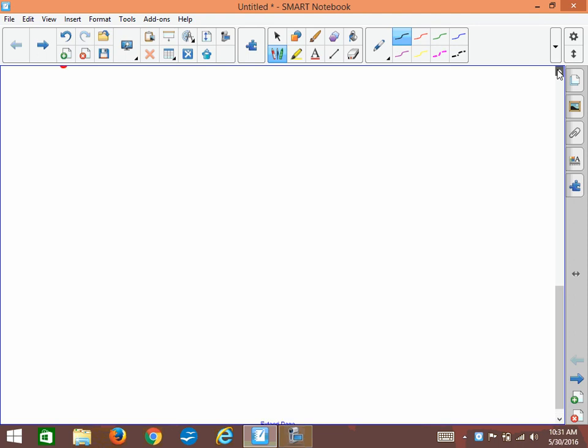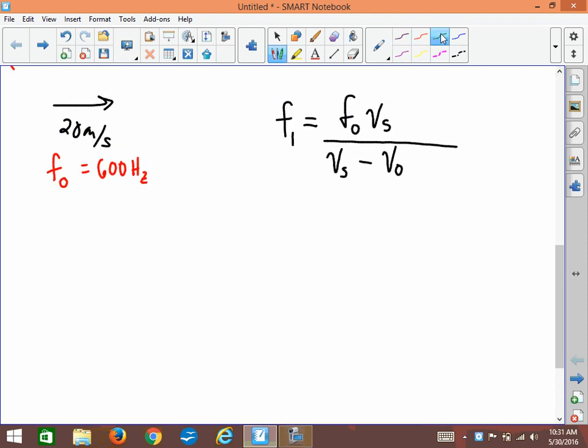So you might want to make a little note here that this, the little o, could stand for original frequency, and this stands for the perceived frequency, or what you would hear because of the crunching up of the waves in front of you. So let's do the math.